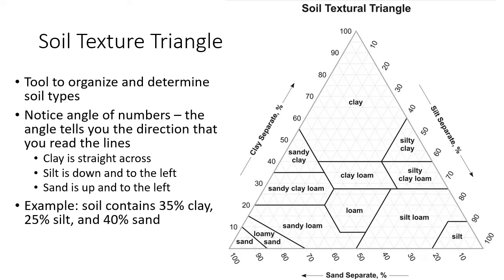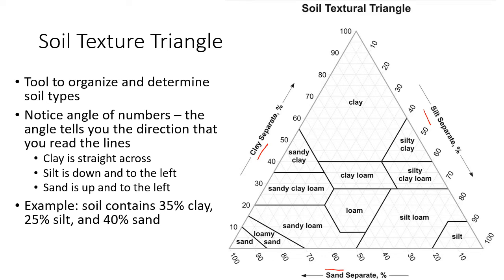One of the tools that we can use to characterize different soil textures is the soil texture triangle. And you guys will need to know how to use this tool. It's relatively straightforward. There are three axes. On the left axis, you have clay. On the right axis, you have silt pointing down and to the right. And on the lower axis, the bottom axis, you have sand pointing to the left. Okay.